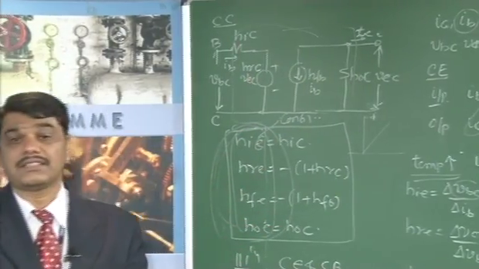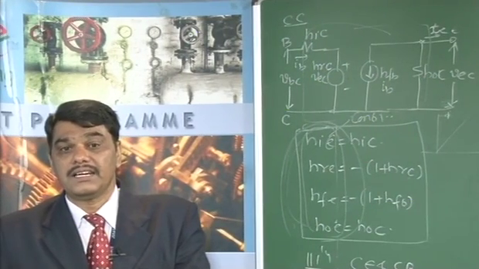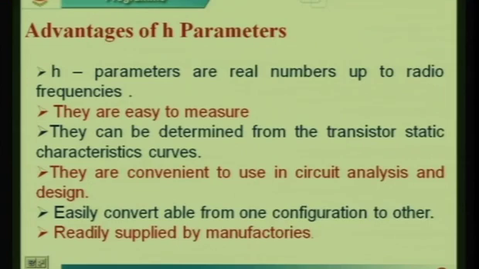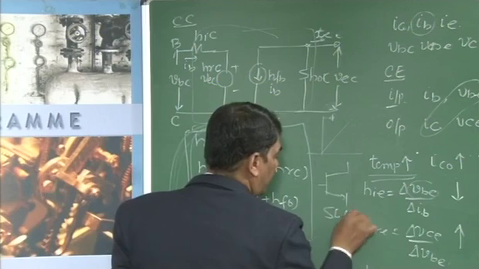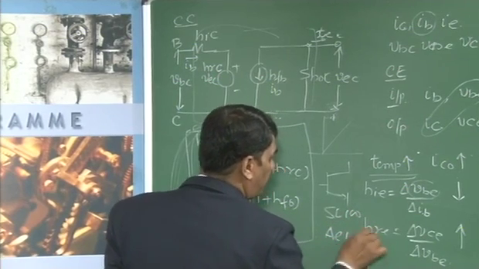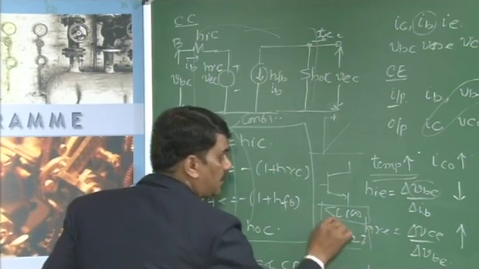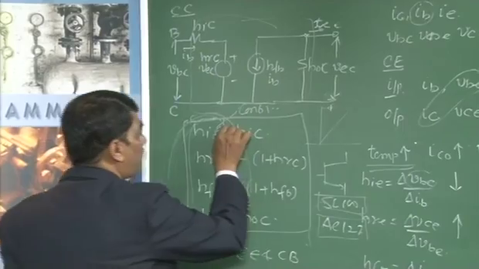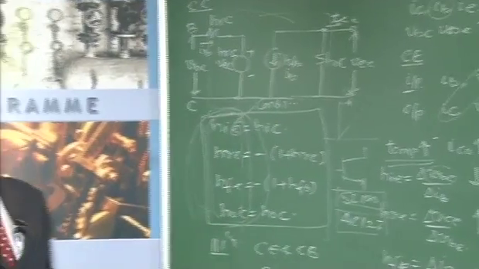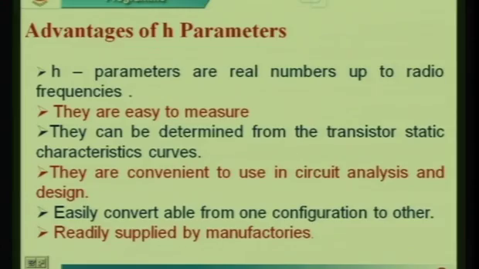Therefore, these values are almost constant, and easily convertible from one configuration to the other. They are readily supplied by the manufacturer. For example, if you purchase any component, such as SL100 or AC127, and refer to the data sheets, these H parameters are given in the table in the data sheets.